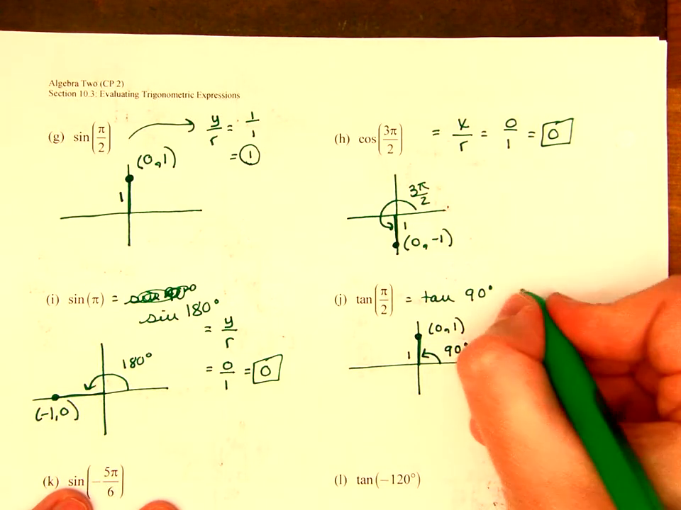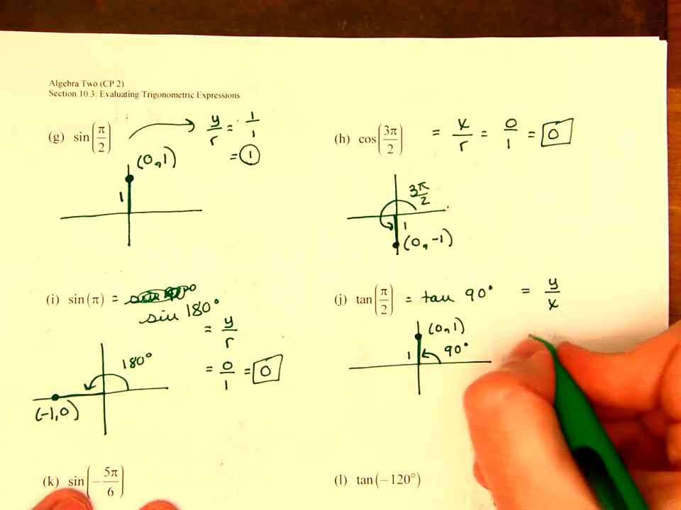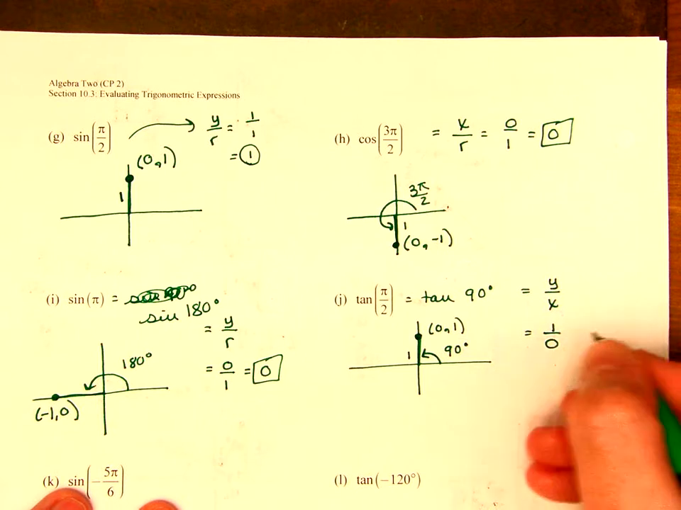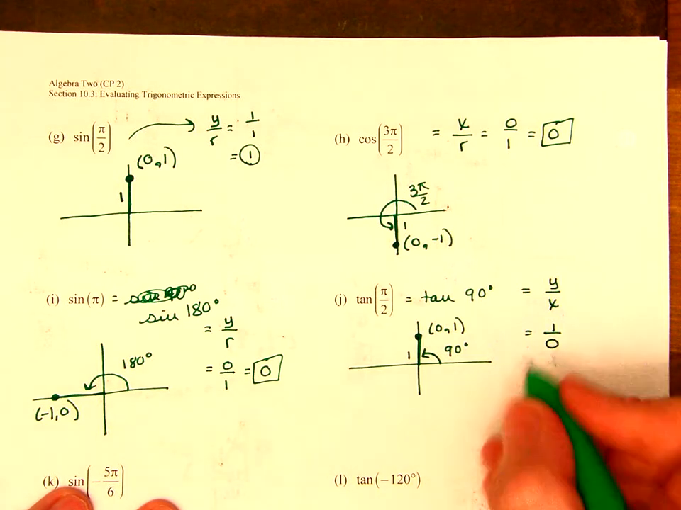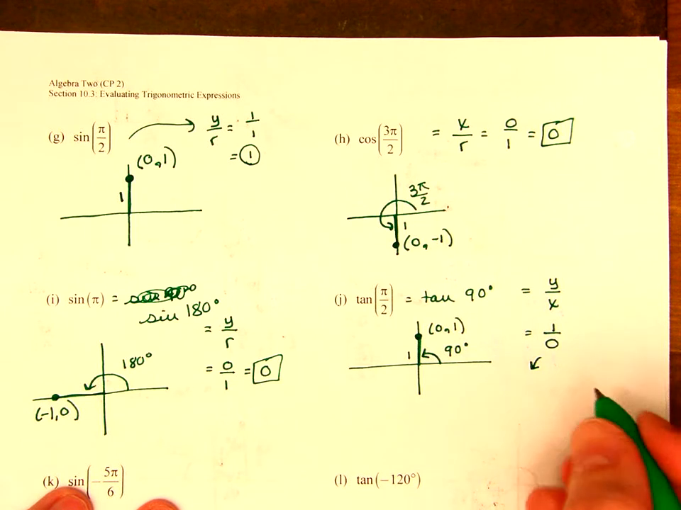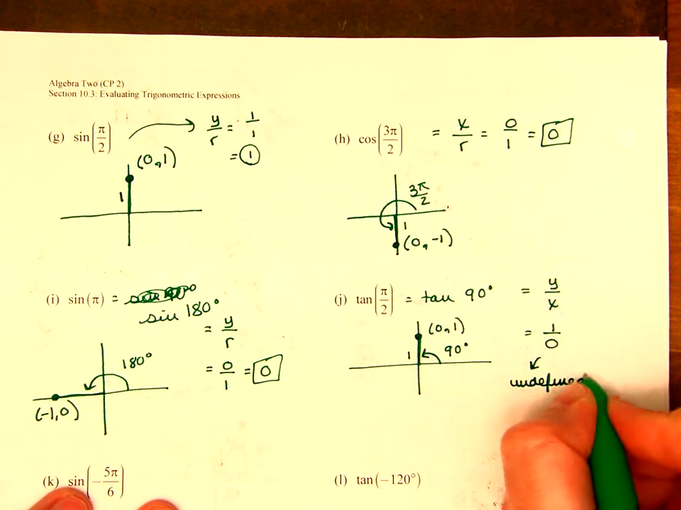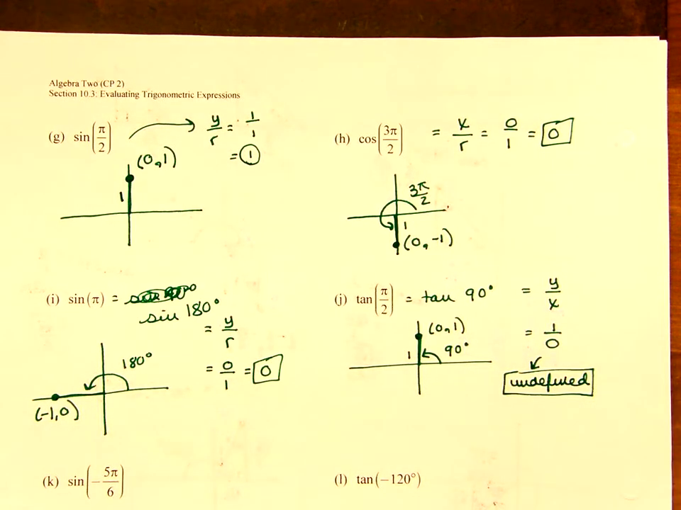I want the y over the r. No, I don't. I want the y over the x. So I'm going to get 1 over 0. You can't do 1 divided by 0. If it was 0 over 1, we'd be okay, but it's not here. 1 divided by 0, you can't do that. We have to say this thing is undefined. We have a 0 in the denominator. It's undefined.